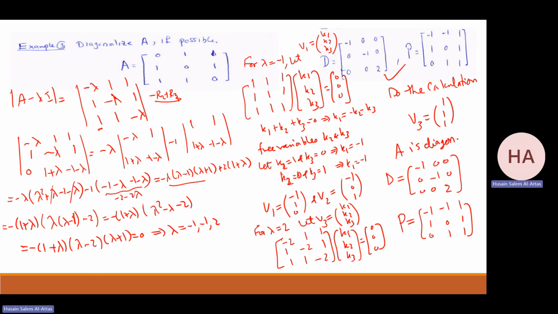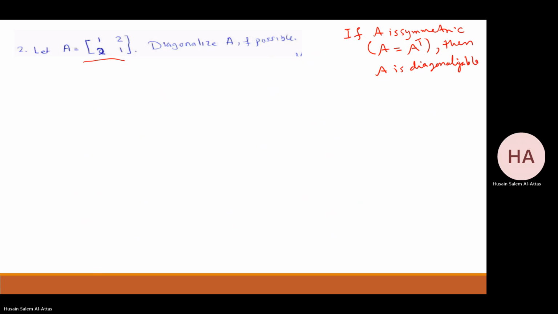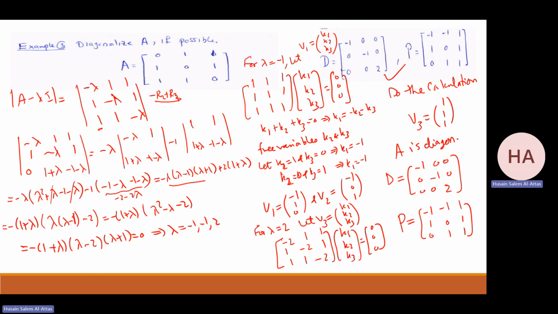By the way, there's something. Let me talk about it here. If I look at this matrix, right away I know it's diagonalizable. There is a rule: if A is symmetric, that is A equals A transpose, then A is diagonalizable. What is A transpose here? A transpose means I make the row a column and the column a row. I get the same matrix. So right away, A is diagonalizable. If you look at this one, the same thing. So A equals A transpose, so for sure it will be diagonalizable without doing anything. This one, no.